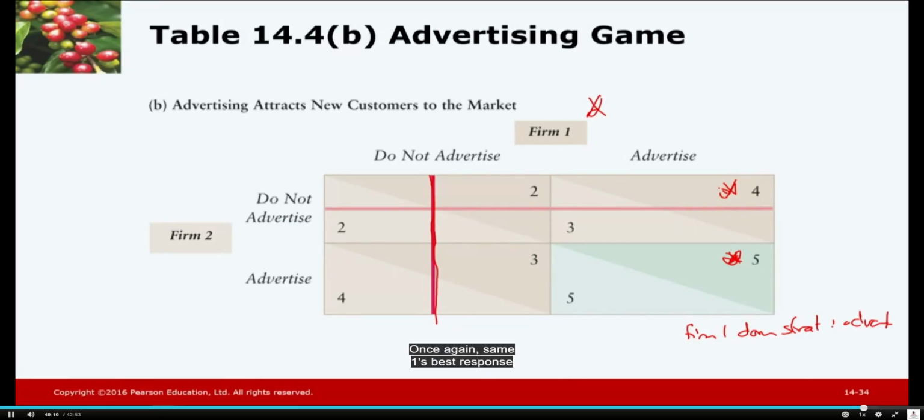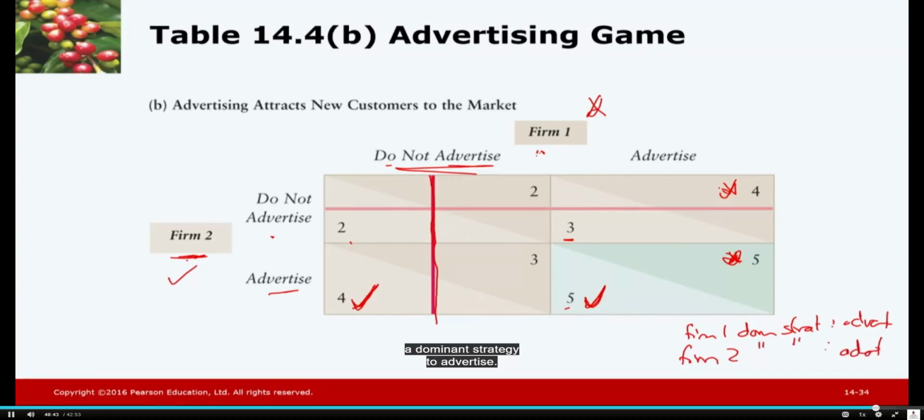Right. So we're reading down the columns now. What is firm 2's best response? Starting over here, given what firm 1's doing. If firm 1 does not advertise, should firm 2 not advertise and earn 2, or advertise and earn this? So that is clearly greater. It's going to do that. If firm 1 advertises, looking down the second column, should firm 2 not advertise and earn 3, or advertise and earn 5? This is clearly greater. So once again, firm 2 has a dominant strategy also to advertise. And we find that we have a Nash equilibrium there too, both following their dominant strategies to advertise.